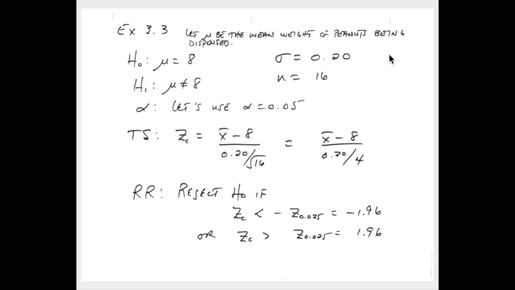So the first thing that I'm going to do up here at the very top is define the notation that I'm going to be using in setting up my hypotheses. Now notice that in my hypotheses, the parameter that I'm using, I'm denoting by mu. This is standard notation for the mean of a population. But what I want us to do is to define what that represents in a particular context. And so in this problem, mu represents the mean weight of peanuts being dispensed by the machine or by this process. So it's the population process mean weight of peanuts being dispensed.